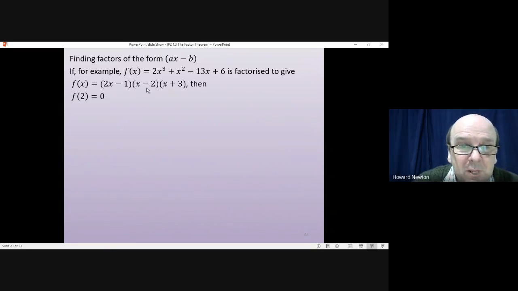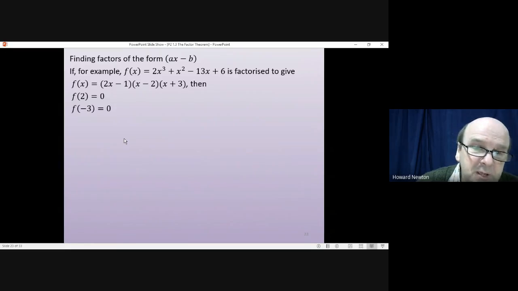Now, f of 2 equals 0 if we put x equals 2 in, because this second bracket will equal 0. f of minus 3 equals 0, because x equals minus 3 will make this last bracket equal 0. Now, what value of x will make this first bracket equal to 0? Well, it's not a whole number.